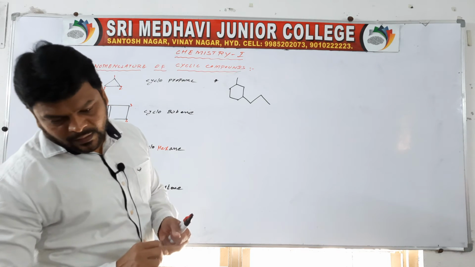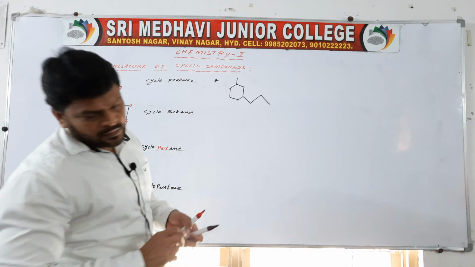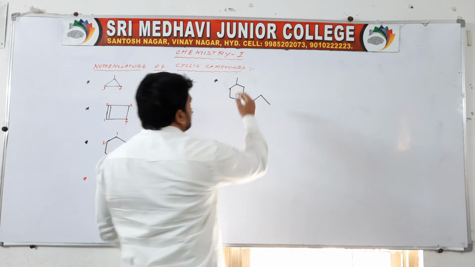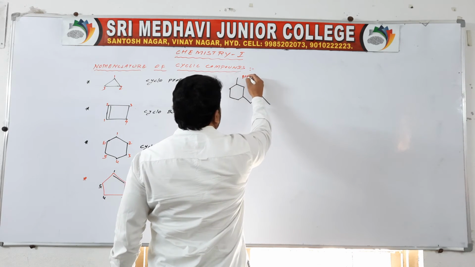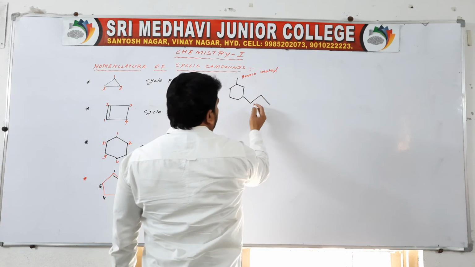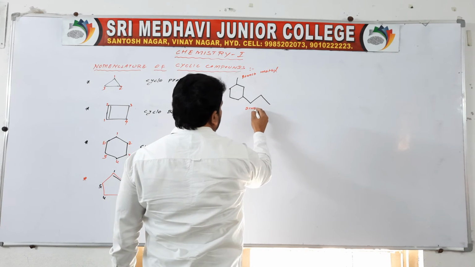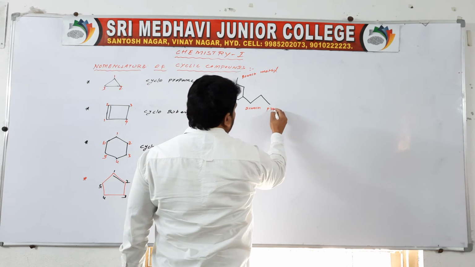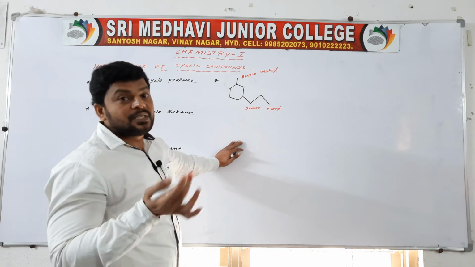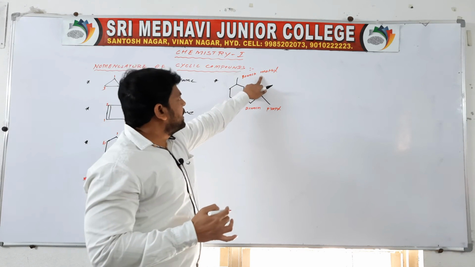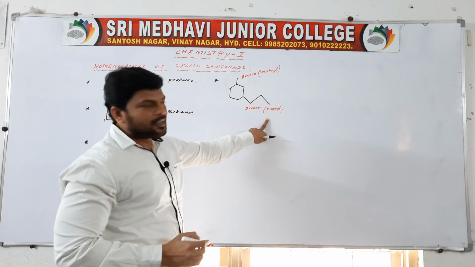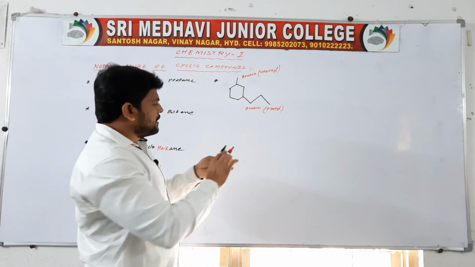See here, we have to give numbering for this compound. It is a branch, it is a methyl. It is a branch, the name is propyl. These two are the same important branches. Which comes first in alphabetical order? Methyl, then propyl. So methyl comes first, so we give numbering from this side.